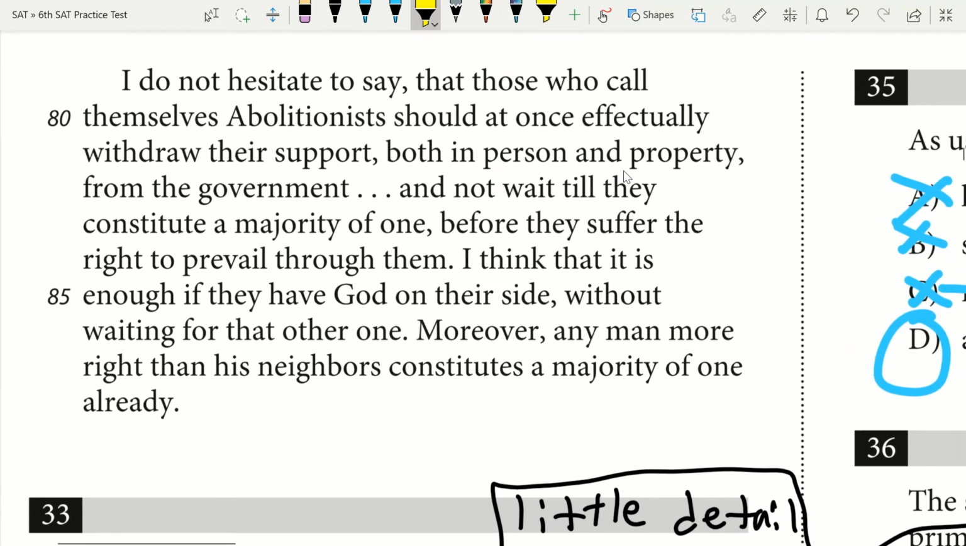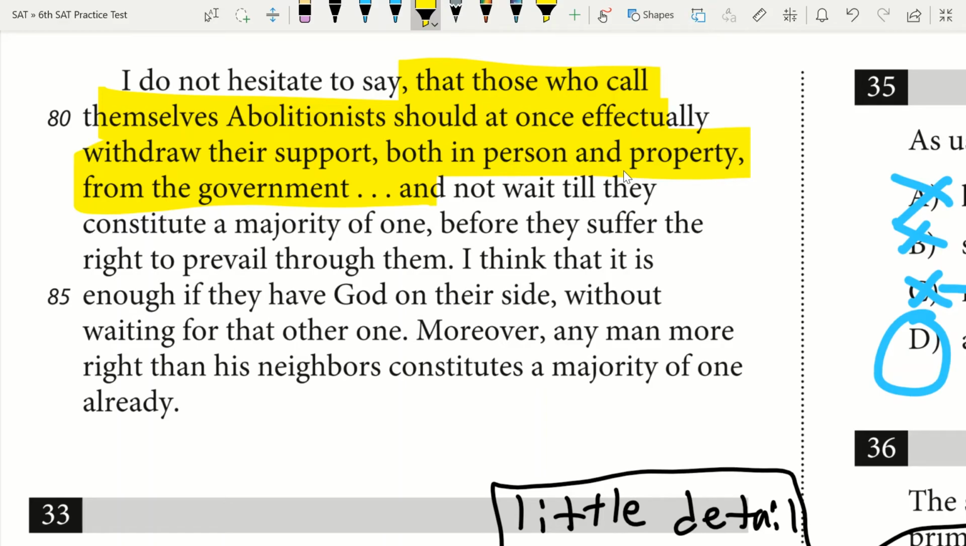I do not hesitate to say that those who call themselves abolitionists should at once effectually withdraw their support, both in person and in property, from the government, and not wait till they constitute a majority of one, before they suffer the right to prevail through them. I think that it is enough if they have God on their side without waiting for that of another one. Moreover, any man more right than his neighbors constitutes a majority of one already.